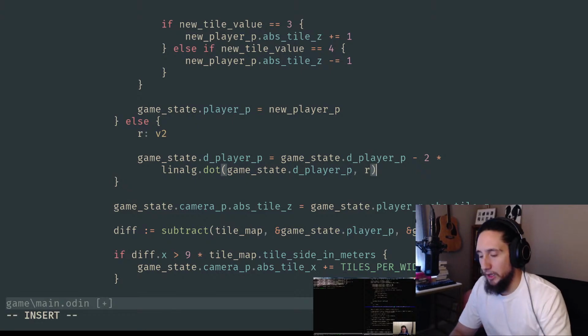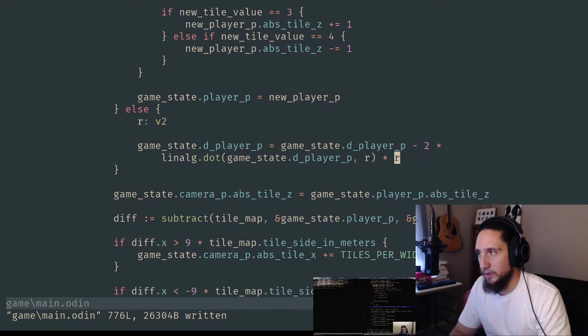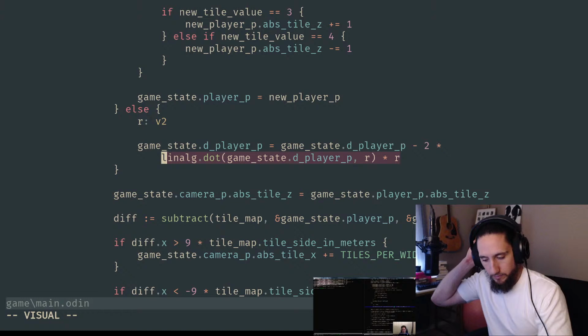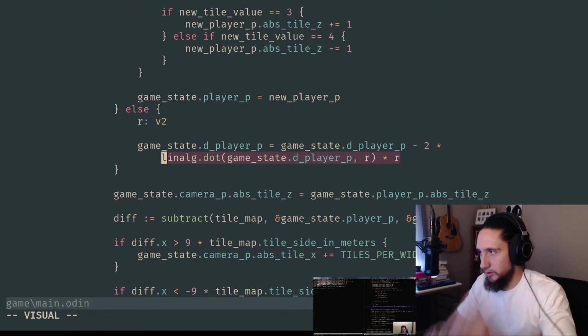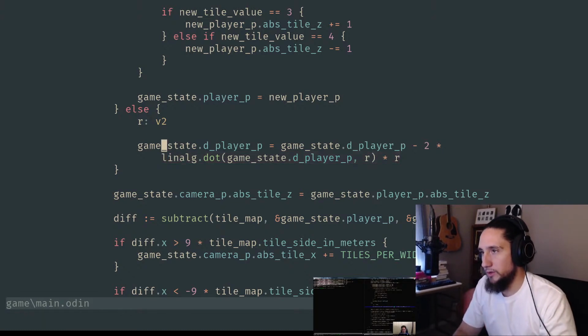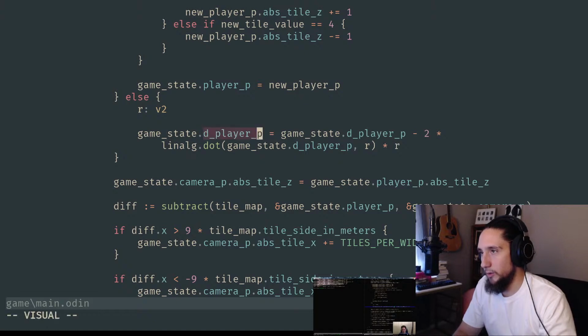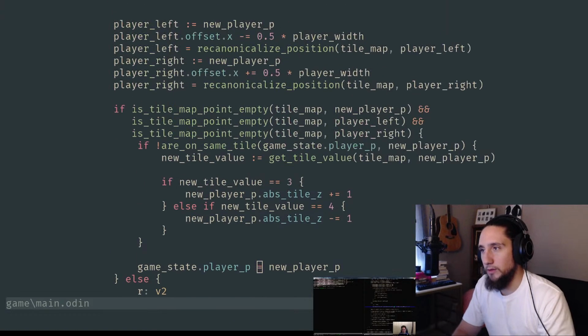Oh, and then times R. And so this gives us that vector, but we're subtracting 2 of them to bounce away in the other direction. Set the player's velocity to go off in the other direction. But we're not done yet.